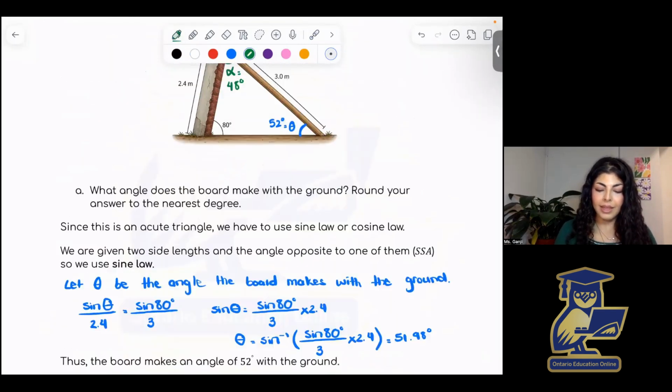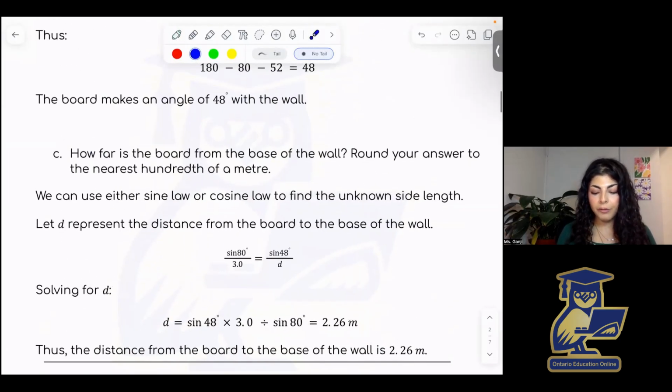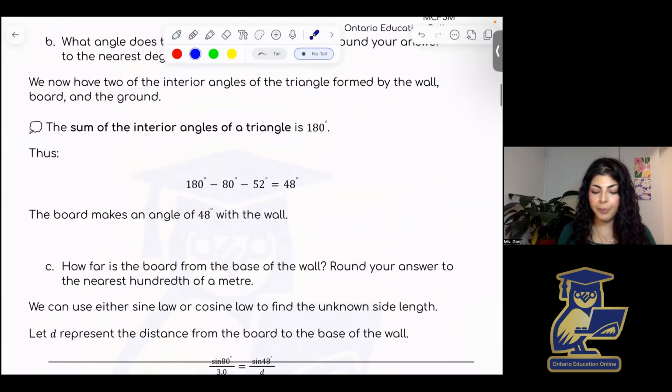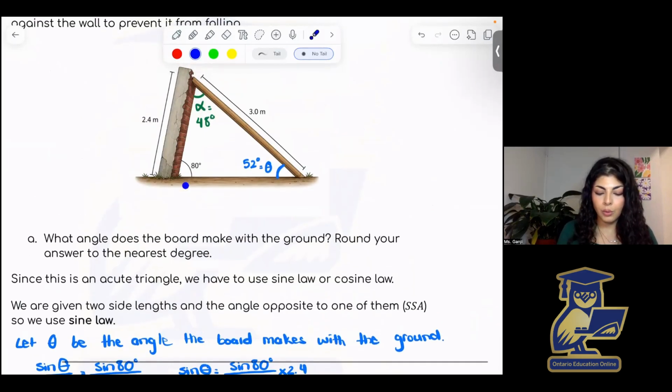But then, yeah, there we go. Now in part C, we want to know how far is the board from the base of the wall. So we are looking for this side length over here. And so this side length right here.